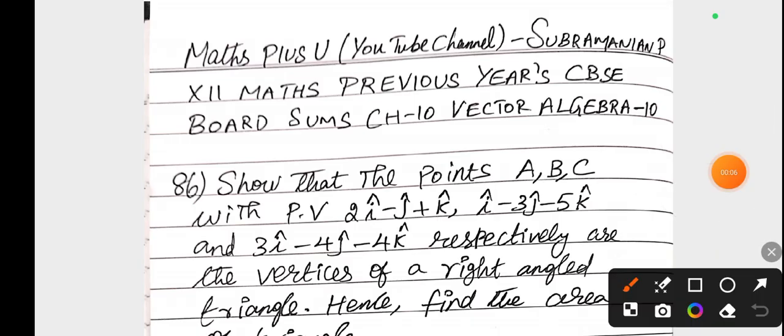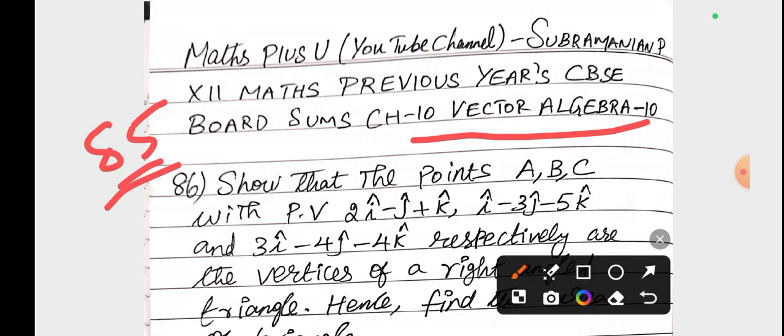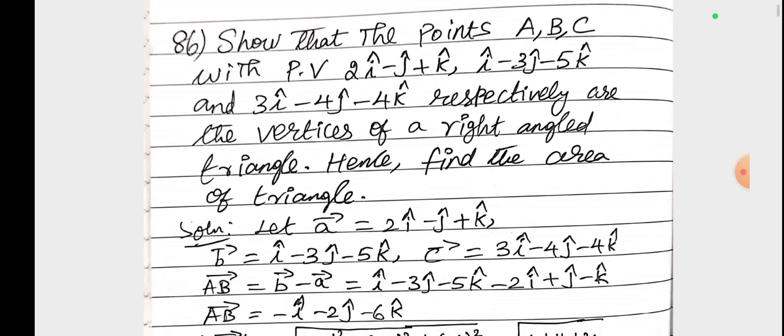We are doing previous year CBSE board exam sums, chapter 10 vector algebra, children. We have already completed 85 sums in the worksheet. I hope you all have the worksheet. If you need it now, kindly inform us, and we will send the link for the worksheet. These are all the board exam questions, compiled, children.